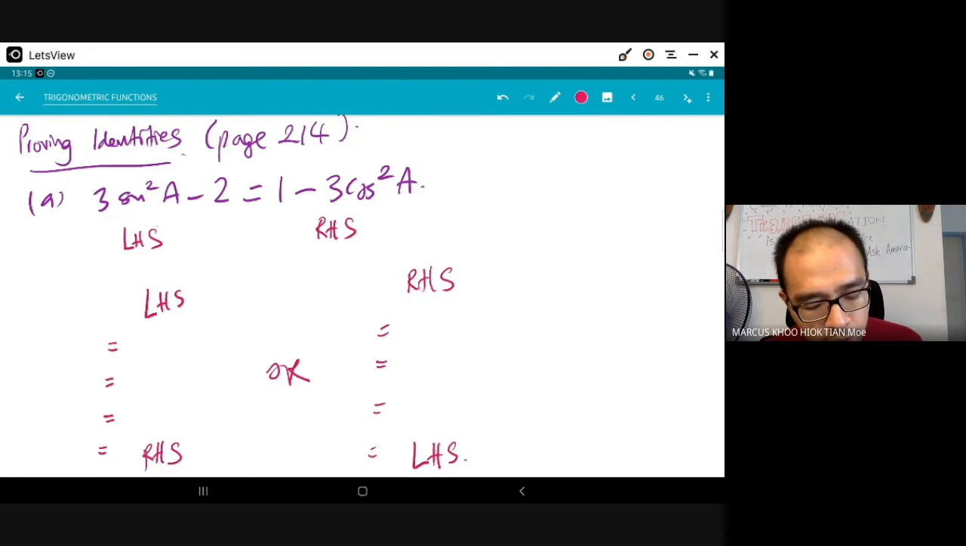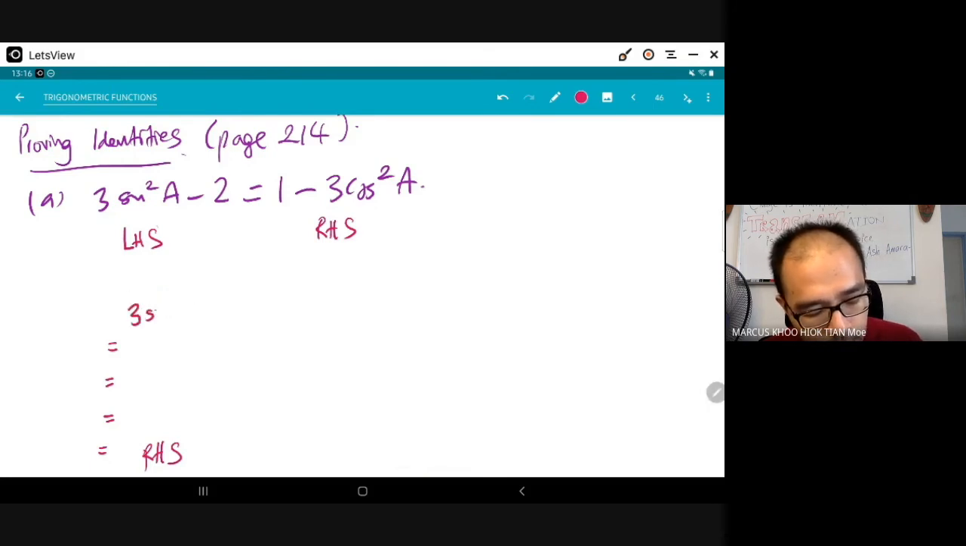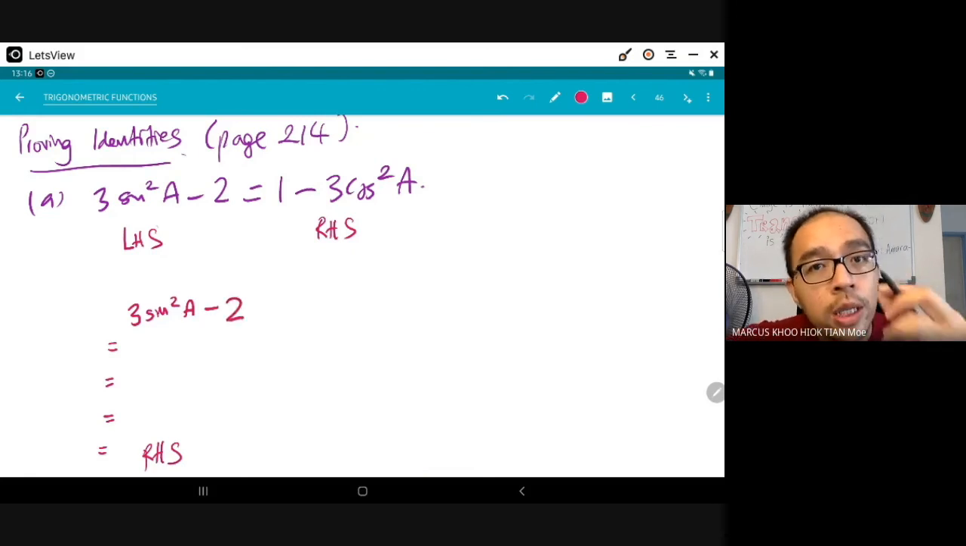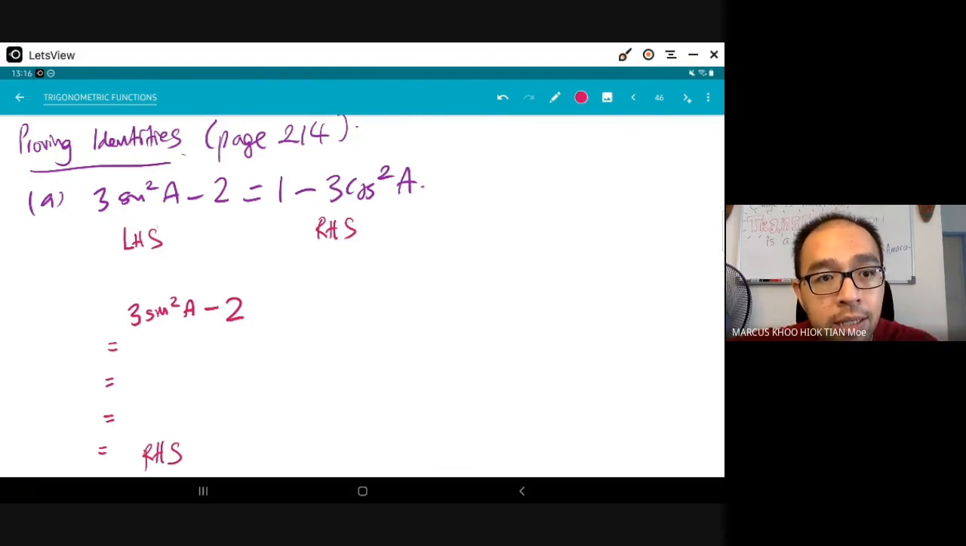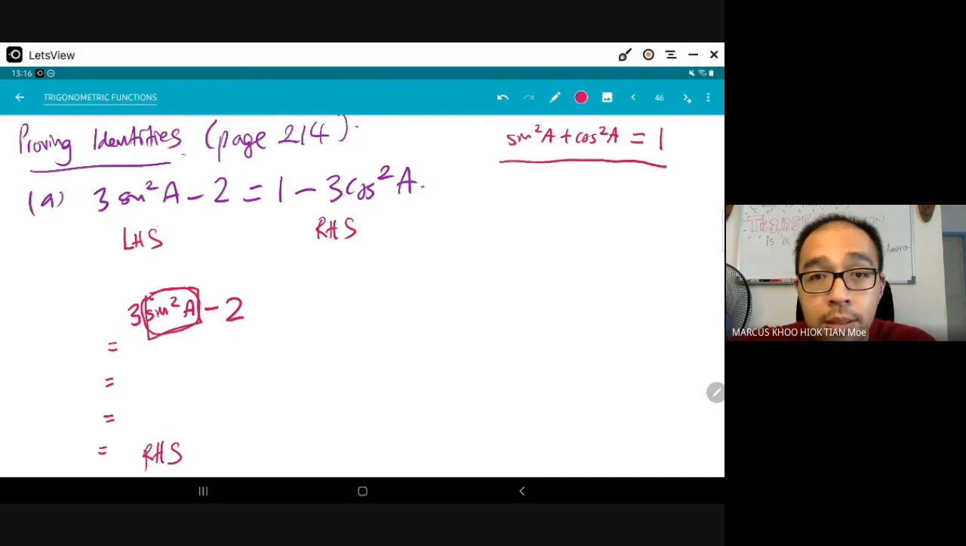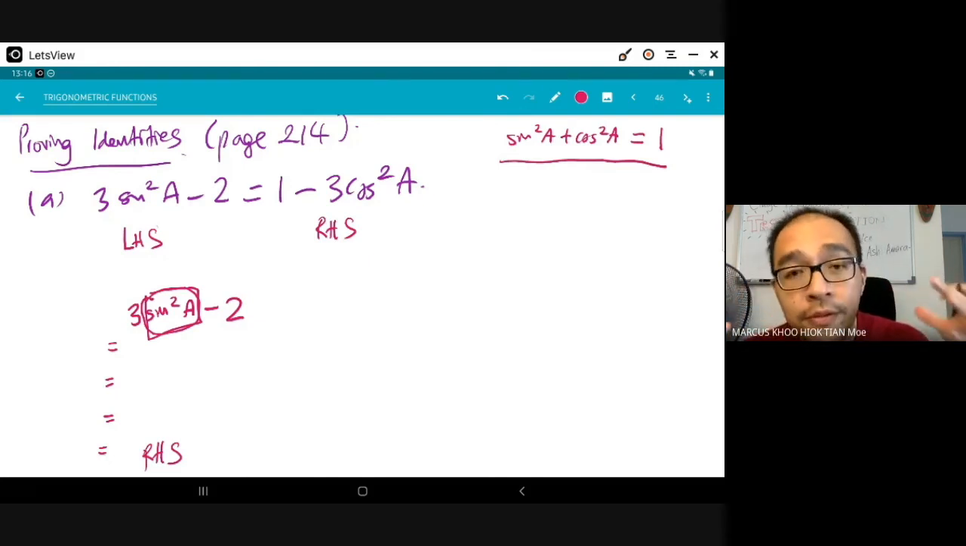Okay, let's start with the easiest one first. This one. Let's start with the left hand side, go to the right hand side. Now what is the left hand side? Left hand side is 3 sine squared A minus 2. Follow very closely. What do we know about the trigonometric identities that involve sine squared A? It is the first identity, right? Sine squared A plus cos squared A equals 1. Can I substitute this sine squared A with this identity? Can. But we have to move it around. We have to be fluid, as I said. We have to be fluid with the identities.